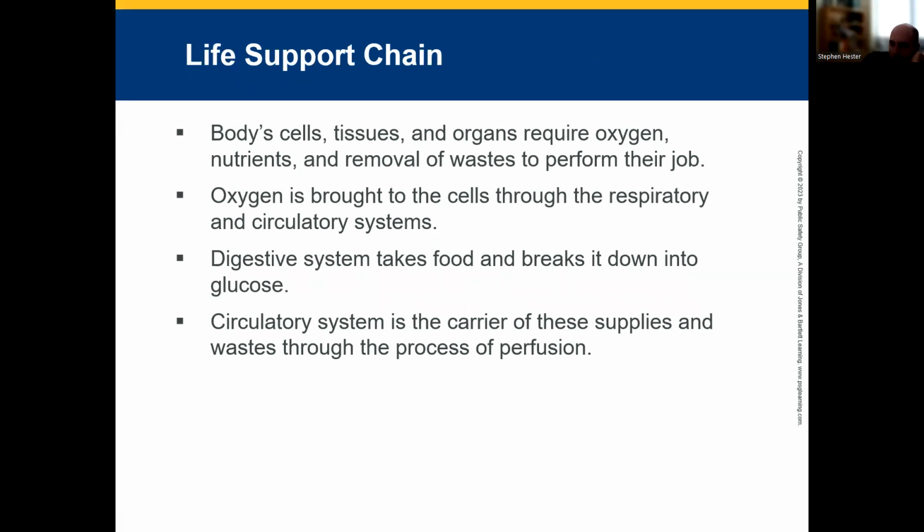All right, during the life support chain, body cells, tissues, and organs require oxygen, nutrients, and removal of waste to perform their job. So oxygen is brought to the cells through the respiratory and circulatory systems. The digestive system takes food and breaks it down to glucose, and the circulatory system is the carrier of these supplies and waste through the process of perfusion. Okay, that's the end of this chapter.